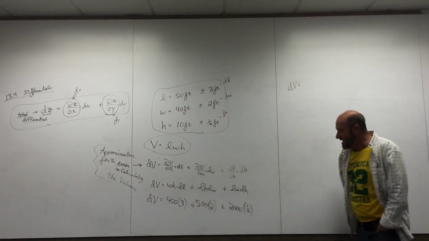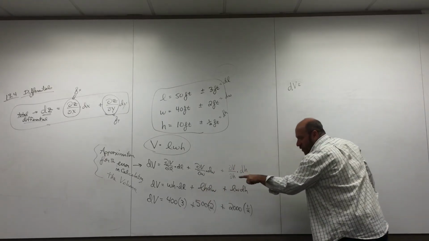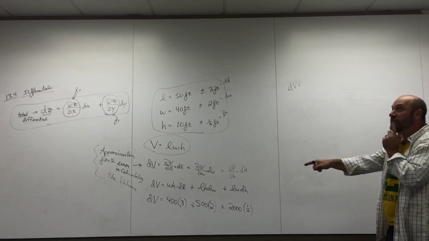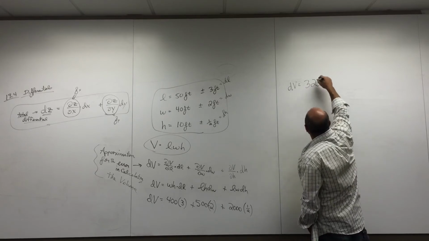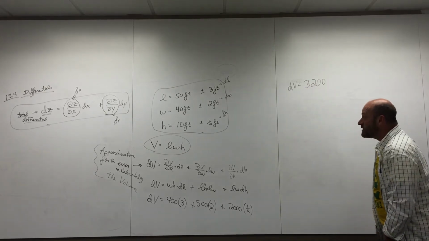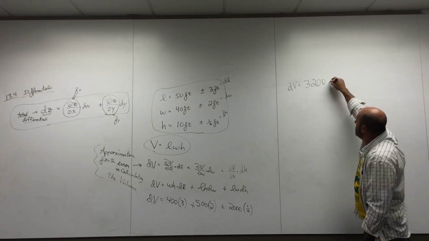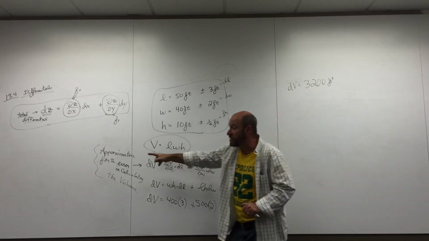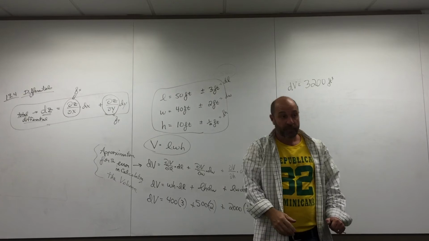dV is this number, 1,200, 1,000, and 1,000. Is that right, you guys? Yep. 1,200, 1,000, that's 3,200. 3,200 probably cubic feet of error. I mean, that's my error. To tell you the truth, though, it's actually an approximation for the error. Approximation for error.